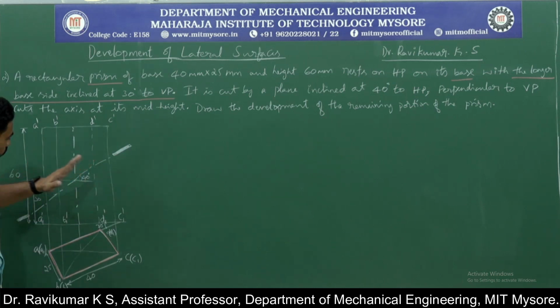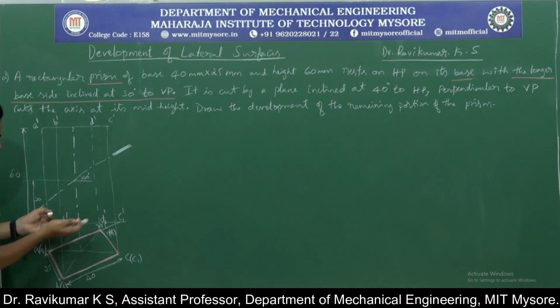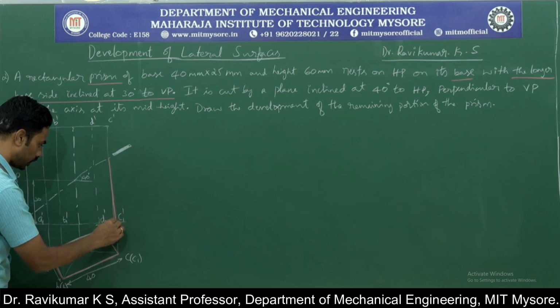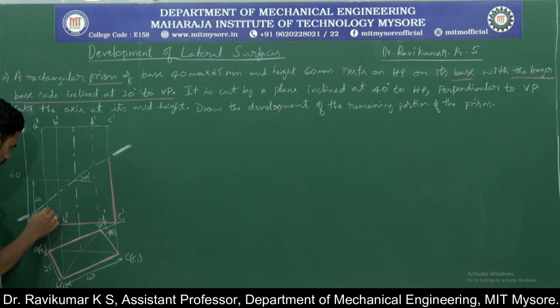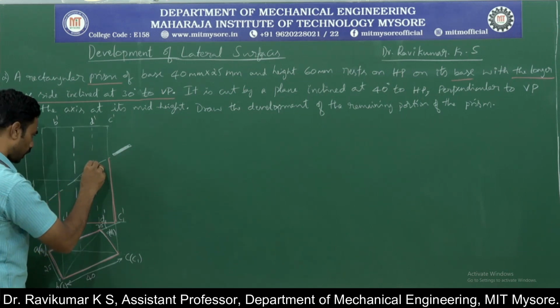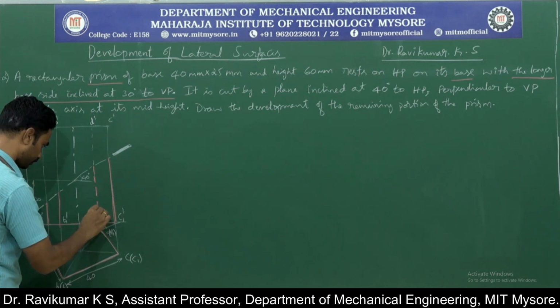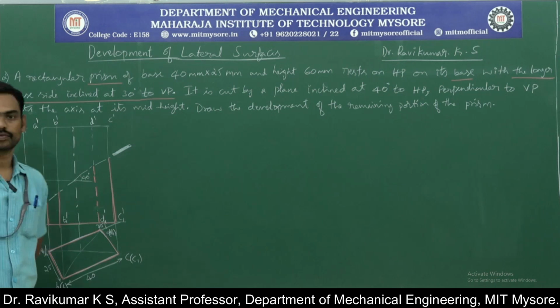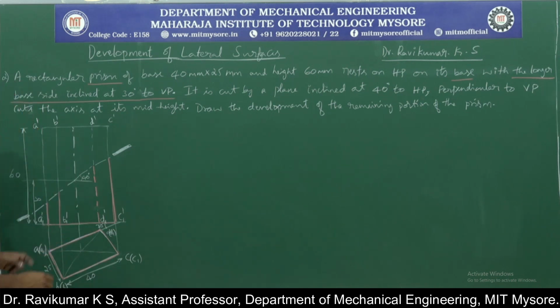Now, this is the section plane which is cutting the front view of the prism, passing through the mid height of the axis, 40 degrees to HP and perpendicular to VP. Now, this is the remaining portion which is kept on the floor. I am going to darken the remaining portion now. This is the remaining portion. Only the remaining portion of the solid, you just darken it.